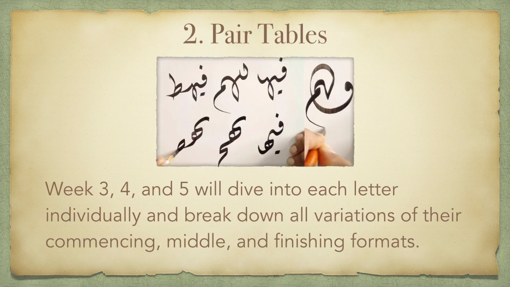Now, pair tables, as I mentioned before, is the most elaborate part of the learning process, and so we are going to be dedicating weeks 3, 4, and 5 to learning pair tables. As these are the essential building blocks for our compositions, we are going to be diving deep into every single letter and discussing every single variation for its commencing, middle, and finishing formats.